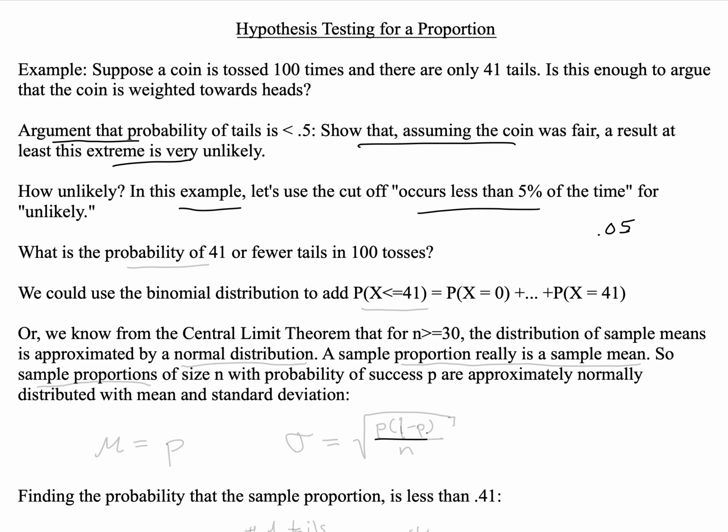In our case, alpha was 0.05. That was the cutoff point. And we said that if the p-value was less than alpha, we would reject the null hypothesis. If the p-value was greater than or equal to alpha, we do not reject the null hypothesis. So if the p-value is less than alpha, the level of significance, we reject the null hypothesis. If the p-value is greater than or equal to alpha, the level of significance, we do not reject the null hypothesis.